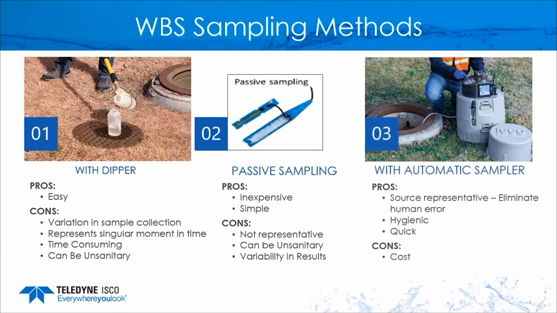The third and industry-preferred method of sample collection is with an automatic sampler. While it is more expensive than the other two methods, it eliminates human error while providing the most representative sample of the three methods. With a variety of programming options, it can be tailored to a particular site, and the sample collected allows for the most accurate trending and quantification of results.